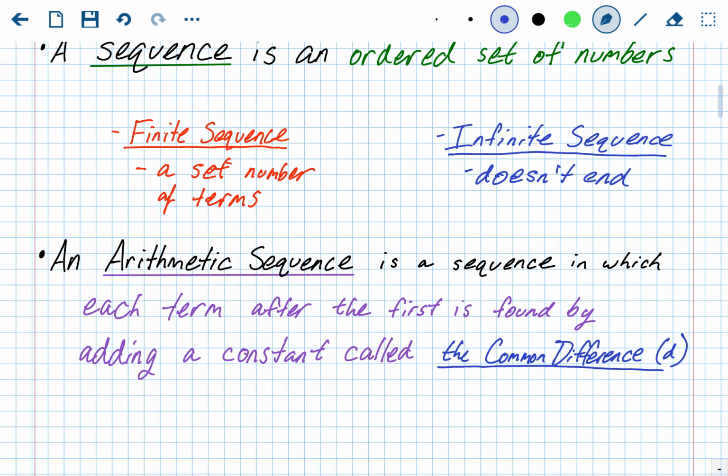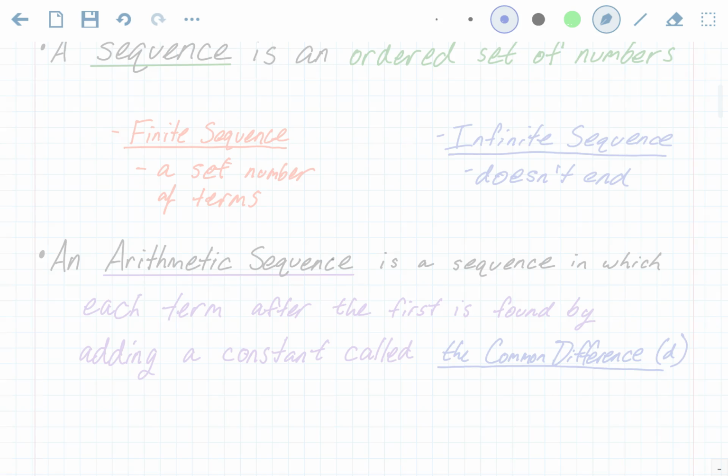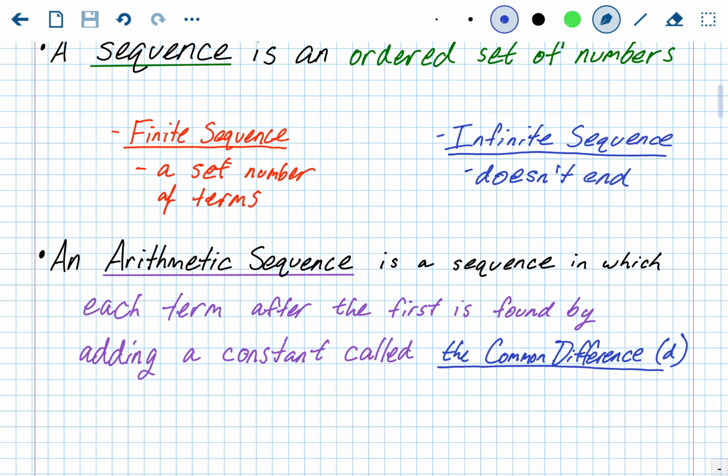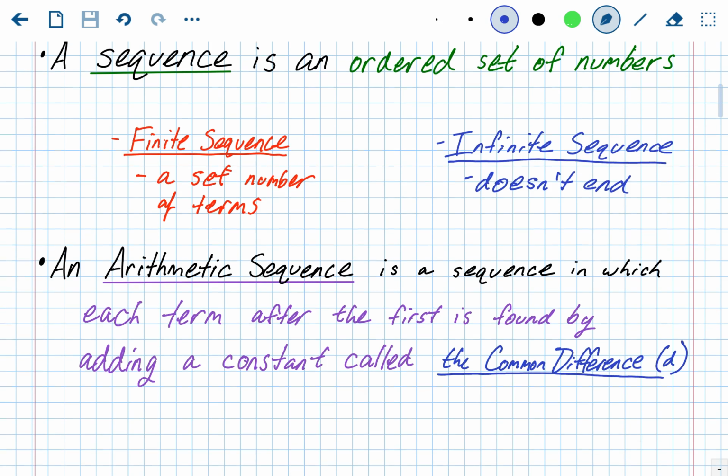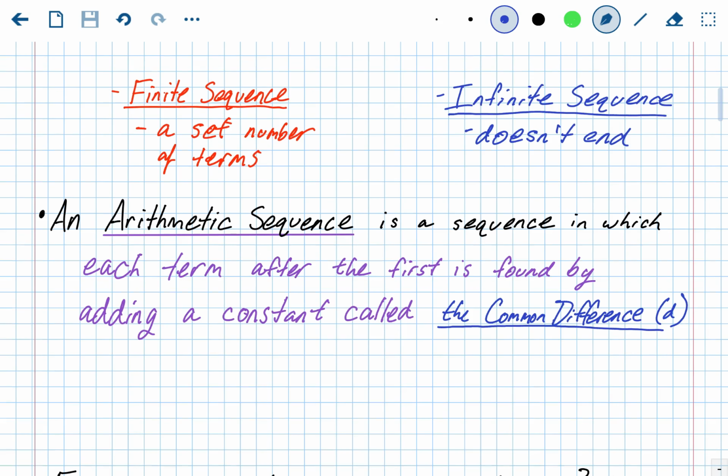So if you want to find the next term, you add the common difference. If you want to find the term after that, you add the common difference. It just means you're adding or subtracting the same number each time to get to the next term. So the arithmetic sequence is the easiest one. You're just adding the same number to get to the next term, and that number is called the common difference.